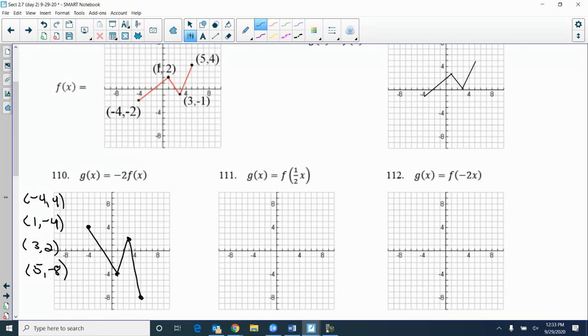All right, what's happening here? F of 1/2 x. The 1/2 is with the x, so it's not a vertical, it's horizontal. Is it a stretch or compression? Stretch. Now, technically by a factor of what? 2. Horizontal stretch.